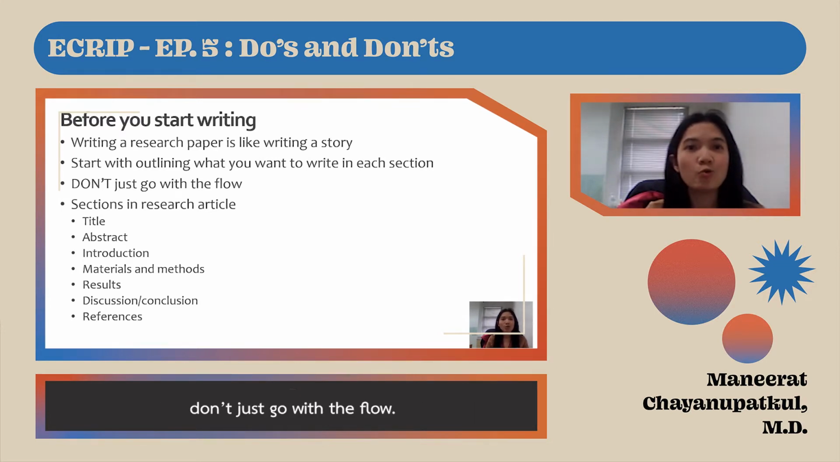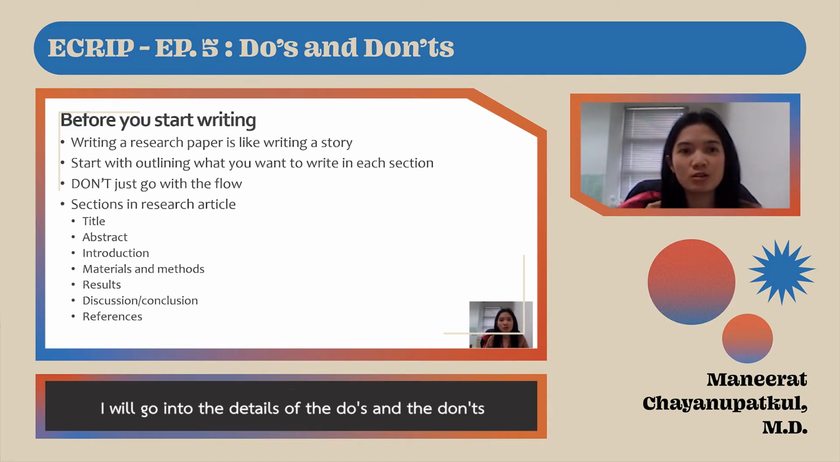Again, don't just go with the flow. Don't just write whatever comes up at the moment, because in the end, it will be like a jumble of jumping-around ideas. And it's not a good kind of research paper. So what are the sections included in a research paper? That includes title, abstract, introduction, materials and methods, results, discussion/conclusion, and references. I will go into detail of the do's and the don'ts of each section.